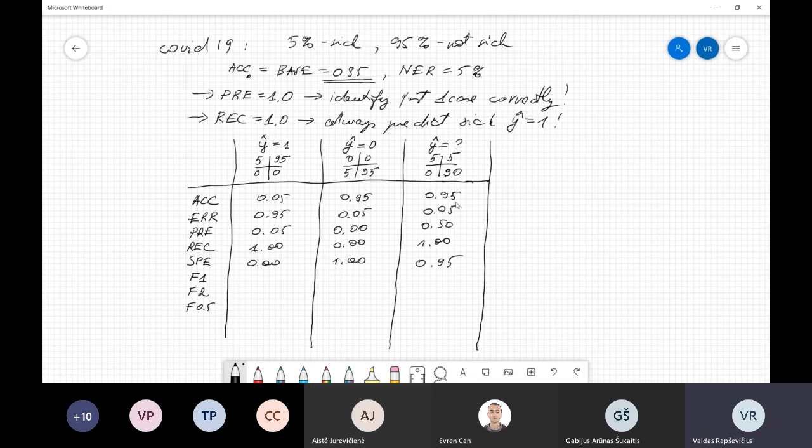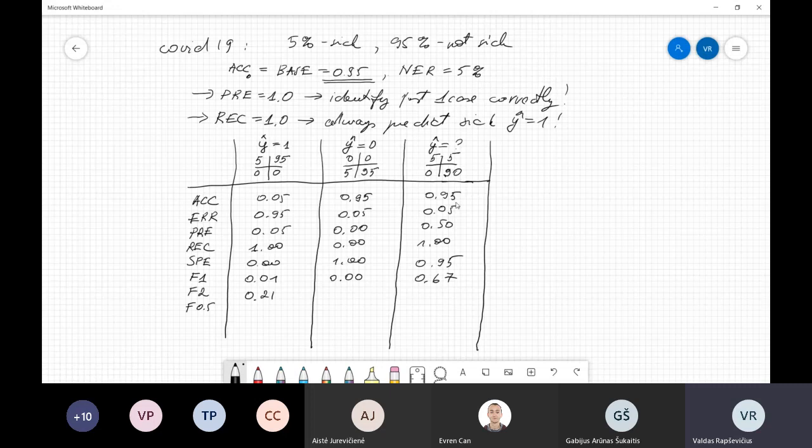So now we go to F1. So F1 for that one is 0.01. This is zero because we have precision and recall at zero, right? So this is totally bad. And this one is 0.67, right? So this is quite a balanced one. Quite a good one.